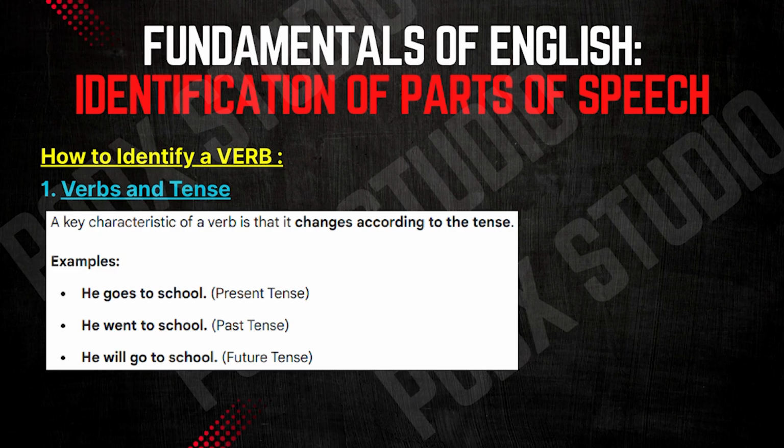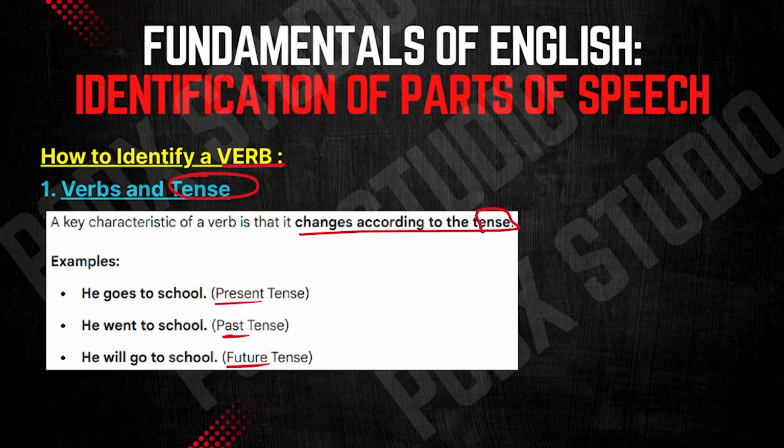The first way to identify the verbs in the sentences is to look for words where you can change the tense. Changing the tense means moving between future, present, and past. If you're able to change the tense of any word, that is the first way to identify the verb. A key characteristic of a verb is that it changes according to the tense.